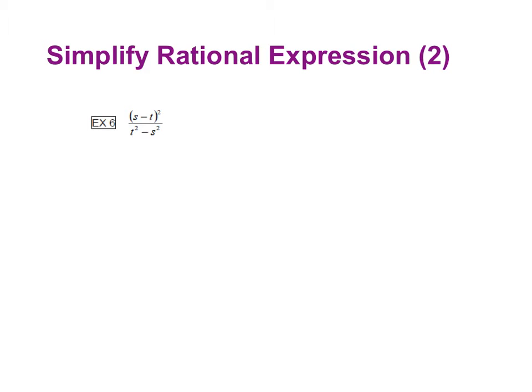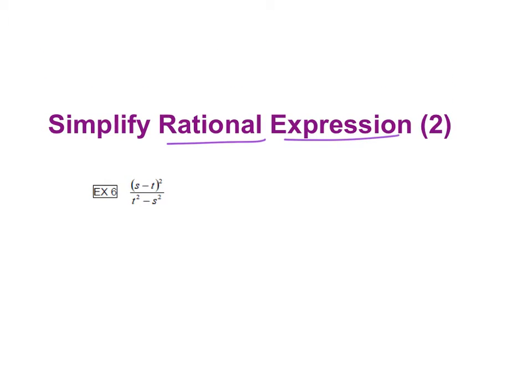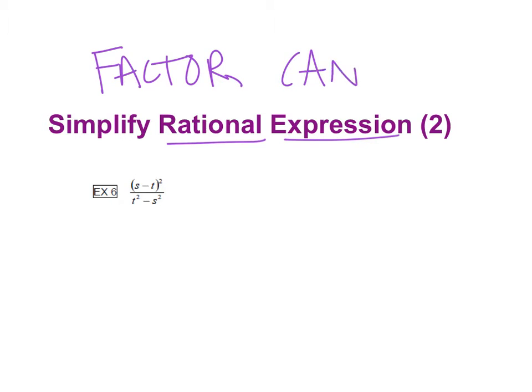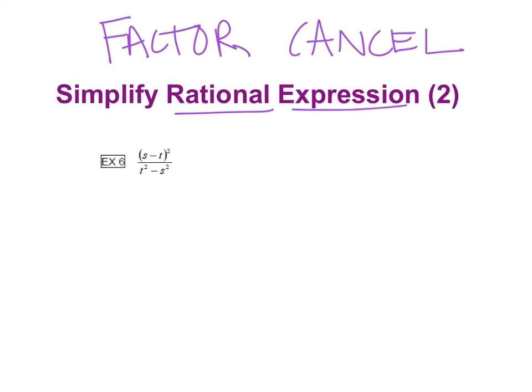All right, here's our second video on simplifying rational expressions. If you remember from the videos we've already been watching, what we were doing is factoring everything and then trying to cancel anything that is in the numerator and also in the denominator, separated by multiplication.